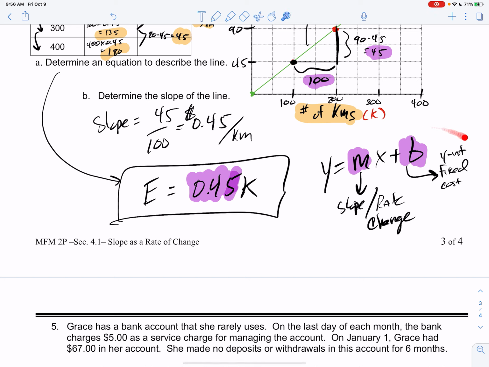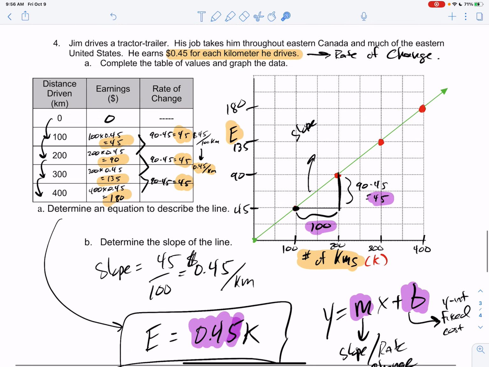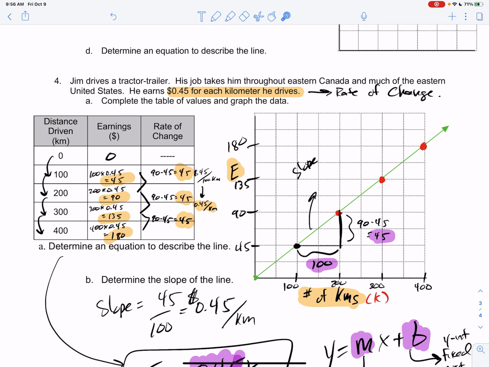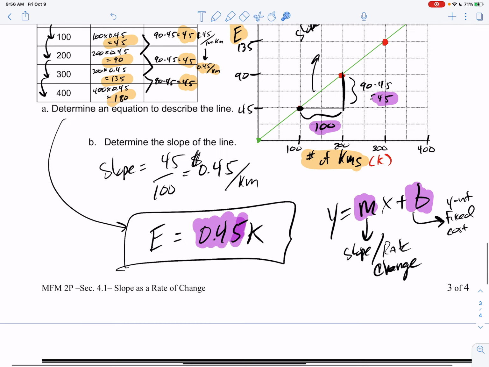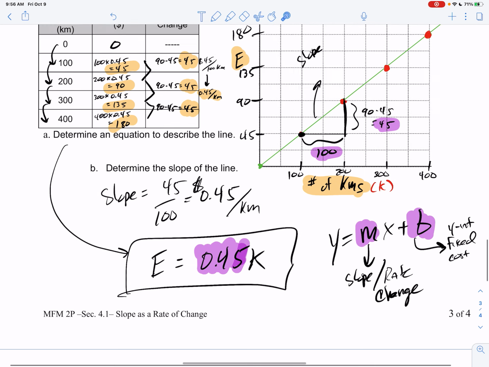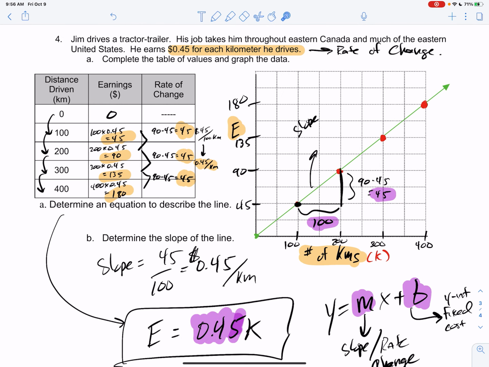So in this case here, there was no initial cost or fixed cost with this question because you weren't getting paid a starting amount. Like if they would have said in the question, okay, the truck driver gets $50 for the day plus 45 cents per kilometer, this would be a 50, right? And you'd have to tack on to this equation plus 50. But it wasn't the case here. They're just getting a flat pay of 45 cents per kilometer they drive.